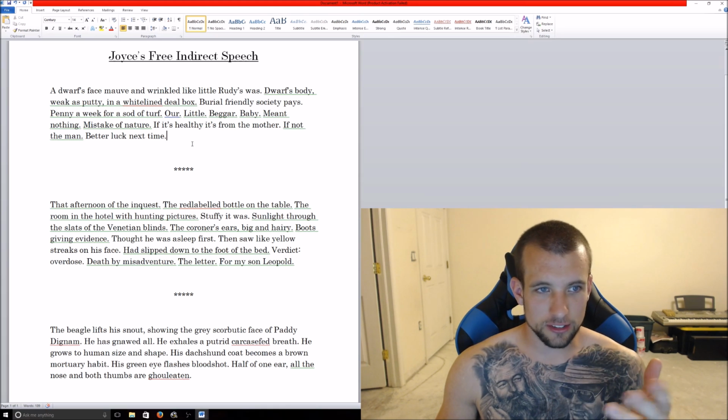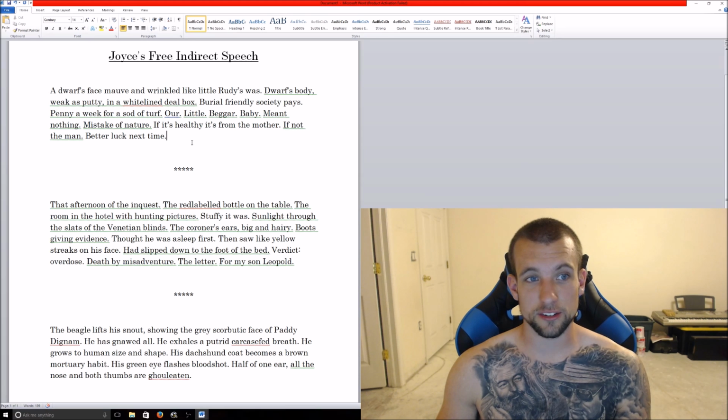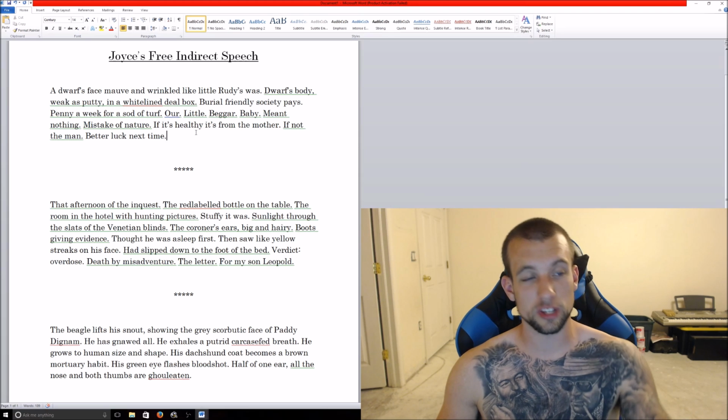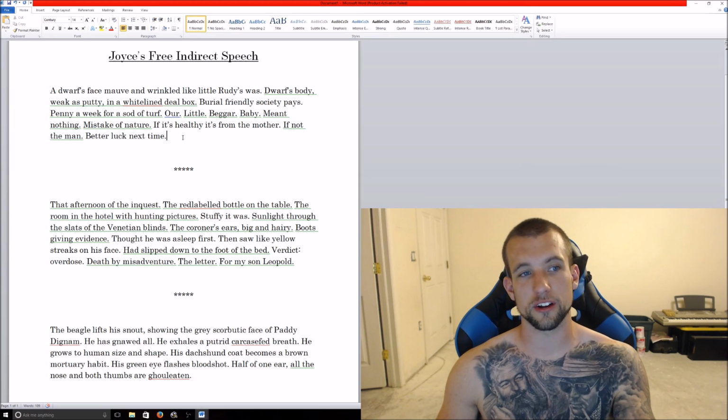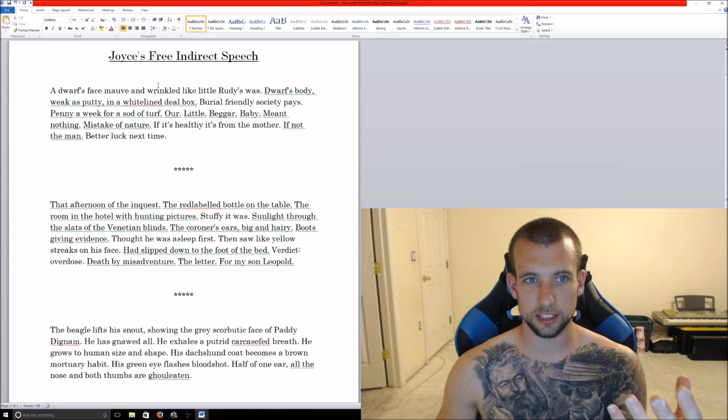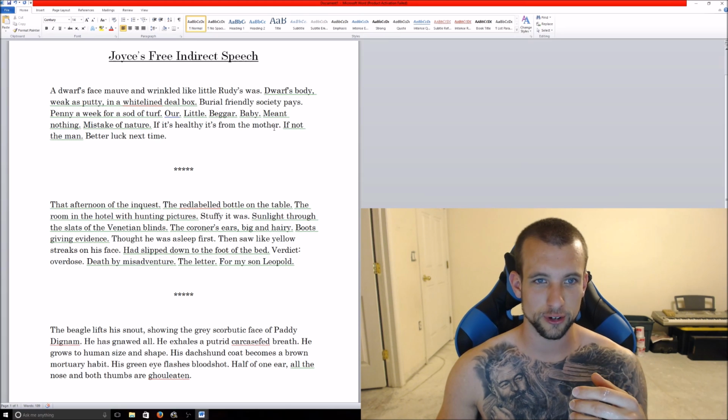And he's just thinking, as he's in this carriage riding to this funeral, about this baby that died. I think what it seems to be reflecting is that his wife had a miscarriage, right? "A dwarf's face." Infants have this awkward, alien-looking face most of the time when they're freshly born. "Dwarf's body, weak as putty," again describing an infant, "in a whitelined deal box," again in a hospital, like the boxes they put little babies in, or the cradles, whatever you'd like to call them.